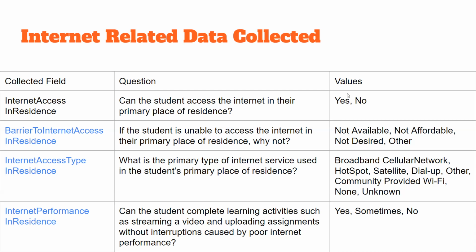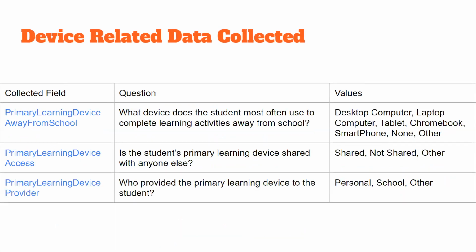So internet access in residence. Can the student access the internet in their primary place of residence? It walks through the values, yes or no. Barrier to internet access in residence. If the student is unable to access the internet in the primary place of residence, why not? I really didn't want to read these slides verbatim to you, but definitely use these slides as a reference point as you're beginning to collect this data from your community. So I'm going to advance to the next slide. This is just another additional slide.